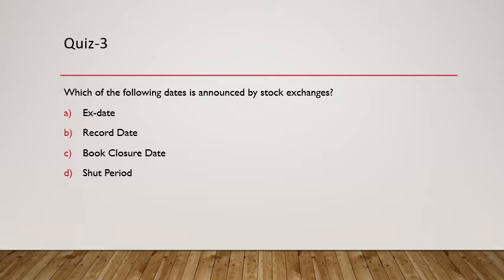So record date is announced by the company for every corporate action. There used to be a time when companies would close their books and announce a book closure date. And then there is shut period. Shut period is typically used in context of debt market, where the coupon is paid, and there's a shut period during which the owners of the securities are not changed. So the answer in this particular case obviously would be X date. So X date is announced by the stock exchange.